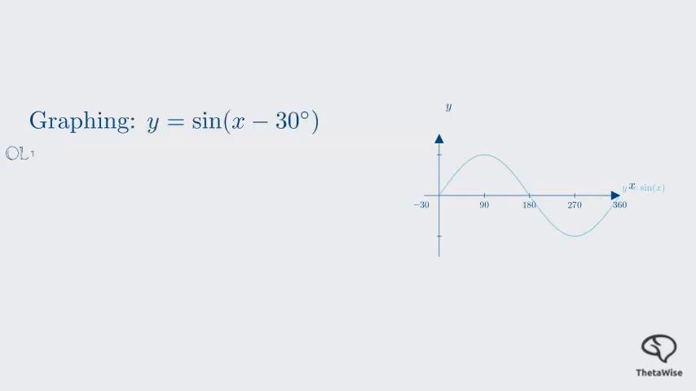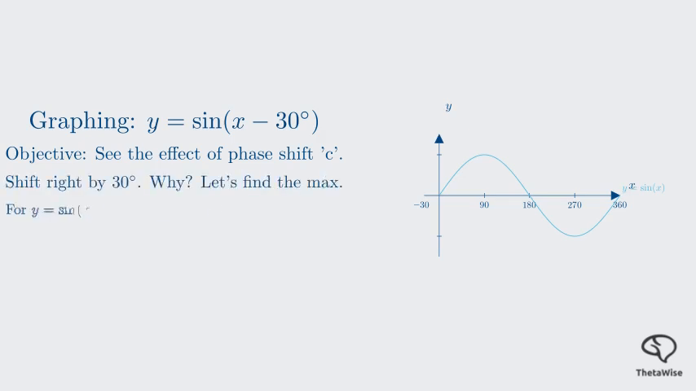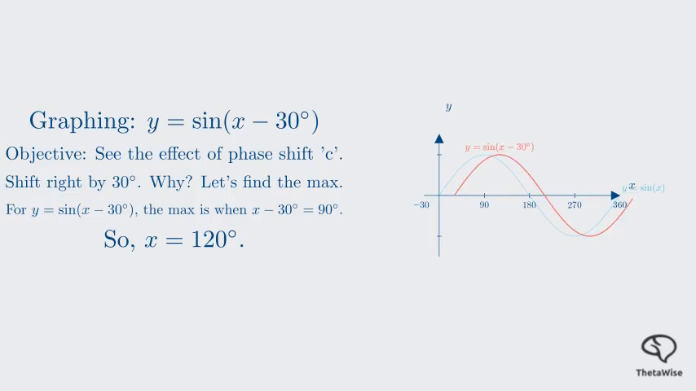For y equals sine of the quantity x minus 30 degrees, the phase shift c is now negative 30. The document states this is a horizontal displacement of 30 degrees to the right. Let's apply the same logic. The maximum of the standard sine wave is at 90 degrees. For our new graph, the maximum is when x minus 30 degrees equals 90 degrees. This gives us x equals 120 degrees. So the maximum has shifted 30 degrees to the right. Again, we draw our axes and the reference graph.